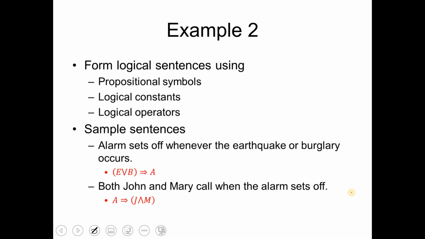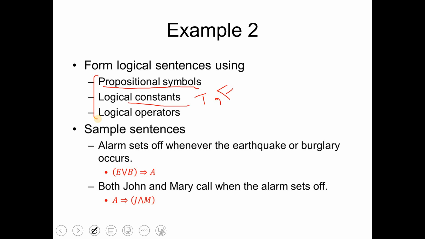For this example, we want to form some logical sentences using these three things. Propositional symbols, first. Second, constants. What are logical constants? Yes, true or false, two constants. And then you are also allowed the 5 logical operators: not, and, or, implies, and equivalent. Using these three things, in the exam you have to make the sentences which are given to you.